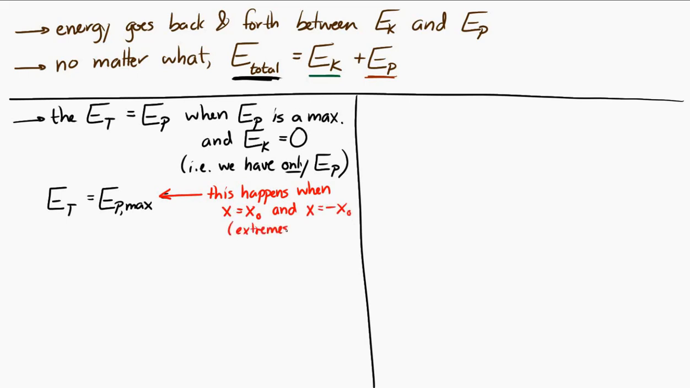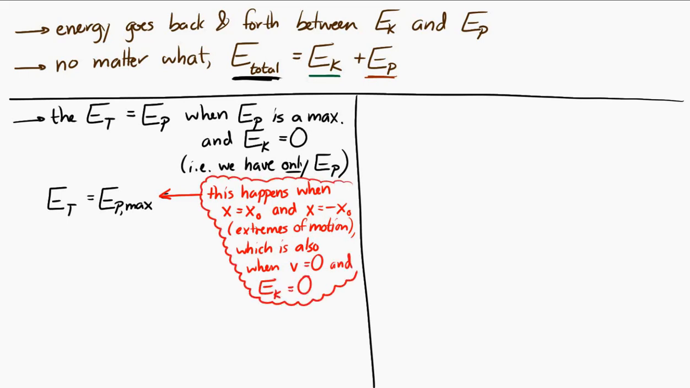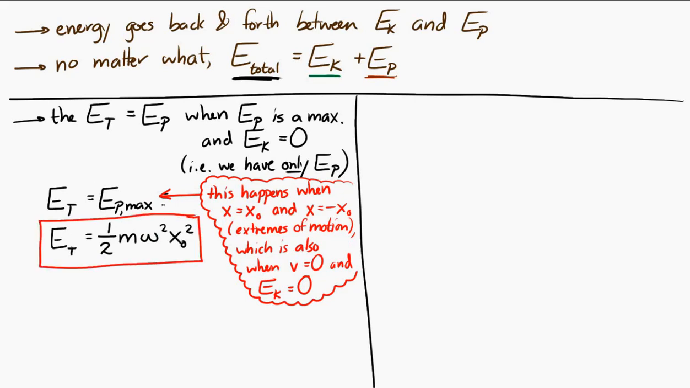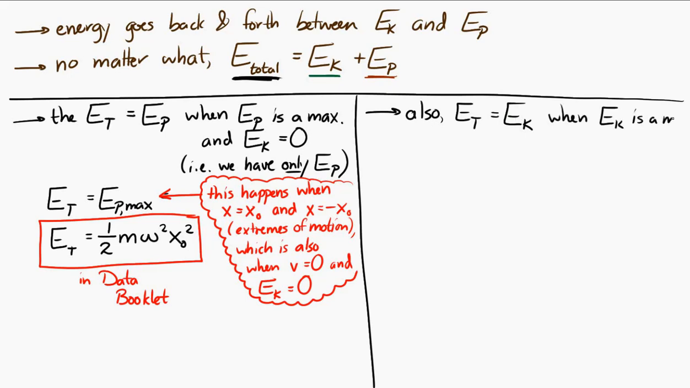Because that's when the velocity is 0, right? And it has no kinetic energy. And that's when it's furthest from equilibrium, so it has the greatest amount of potential energy. And an equation for that, if we look at that last equation we had, the total energy is equal to 1/2 m angular velocity squared times the amplitude squared. All right. Now, we could also write this a little bit differently. If we think about it differently, the total energy is equal to the kinetic energy when the kinetic energy is at its maximum value and the potential energy is at 0.